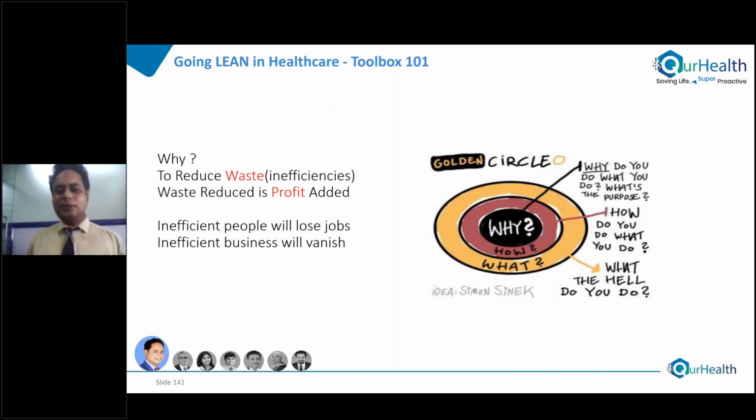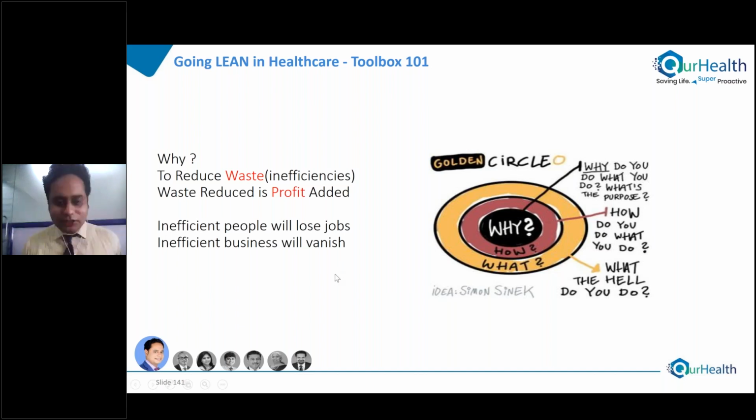Now I come to the question which I asked in the beginning: why should we implement 5S? It is because we want to reduce inefficiencies, and every penny saved is every penny of profit added, like the Dr.